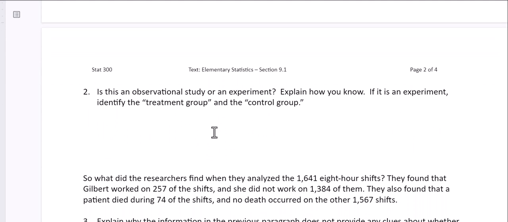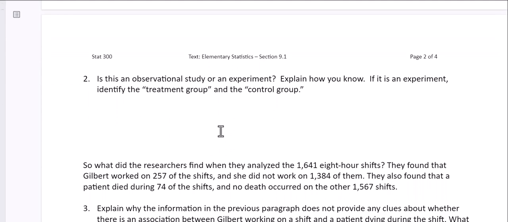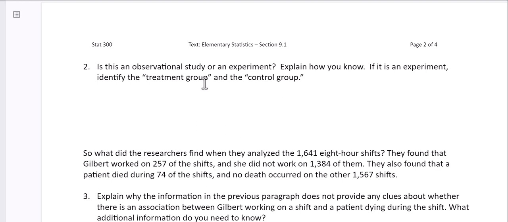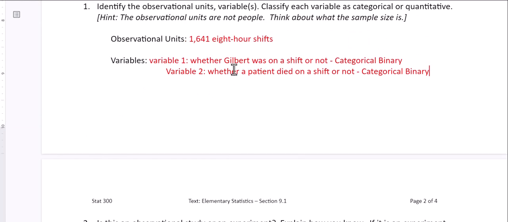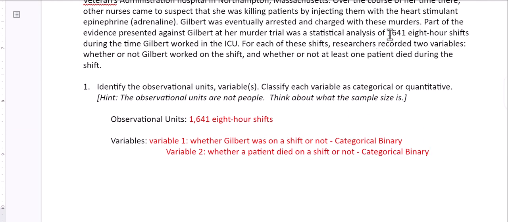Is this an observational study or an experiment? Explain how you know. If it is an experiment, identify the treatment group and the control group. This is kind of going back to stuff that we did at the beginning of the semester. So what is an observational study versus what is an experiment? To be an experiment, you have two groups, right? The treatment group and the control group. That means the researchers are actively engaging with the observational units and separating them. Here, there was none of that. The shifts already happened, and we're just getting information from the shifts that already happened.